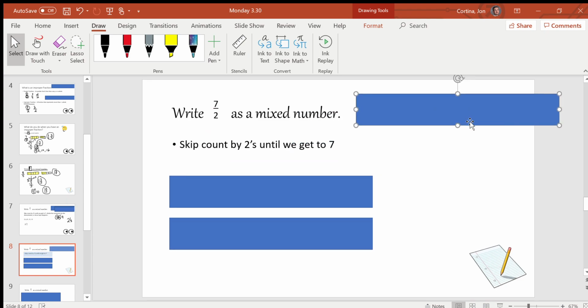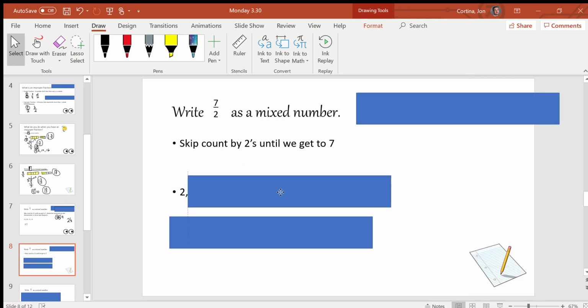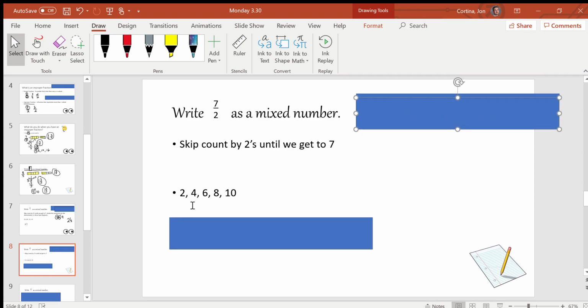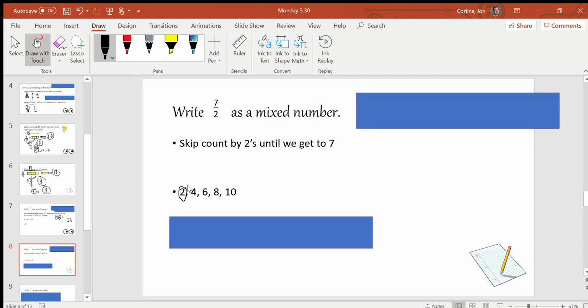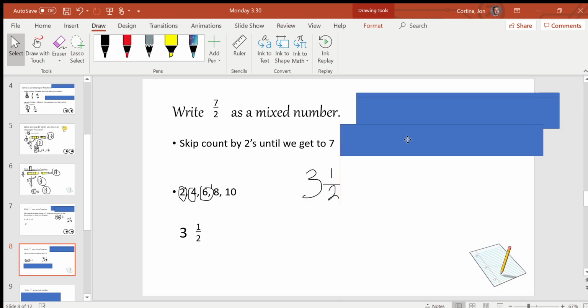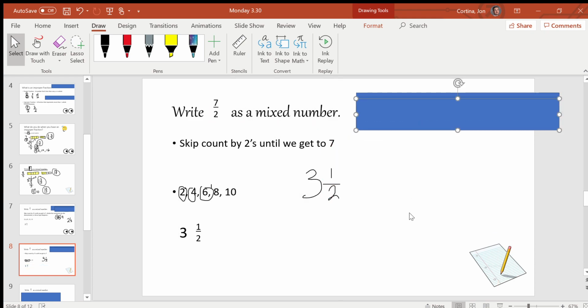You could have skip counted by 2's until you get to 7. So 2, 4, 6, 8. And I know that once I get to 8, I jump over 7. So I was able to get 3 whole counts before I had to stop. And then to get from 6 to 7, I'm only making 1 tally mark. And the denominator doesn't change, so you should have gotten 3 1/2.